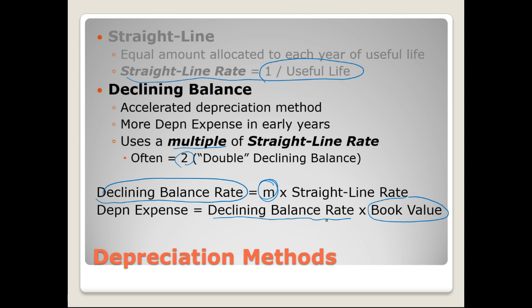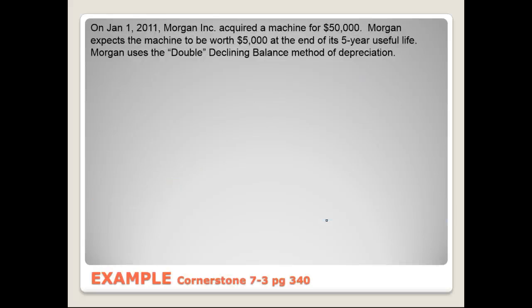Now remember, the original book value for any operating asset will be its total cost. But then over the years, as the asset depreciates, we expect the book value to continue to decline by the amount of accumulated depreciation. So we're going to go back to the exact same company with the exact same machine, but now we're going to use the double declining balance method.